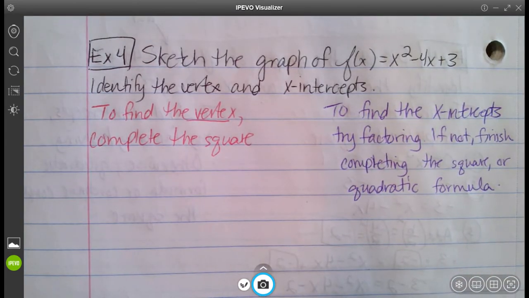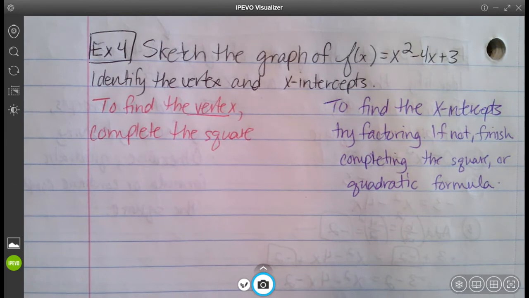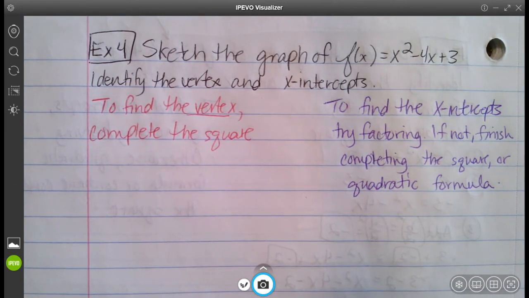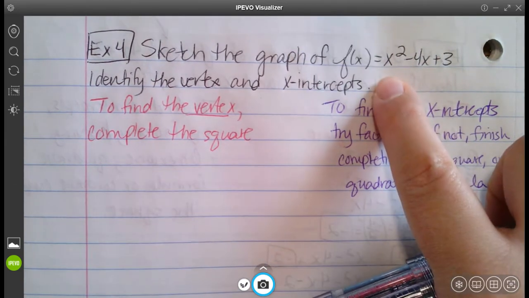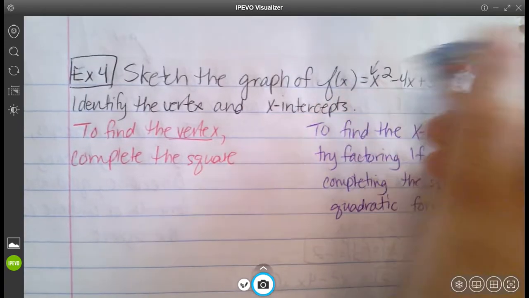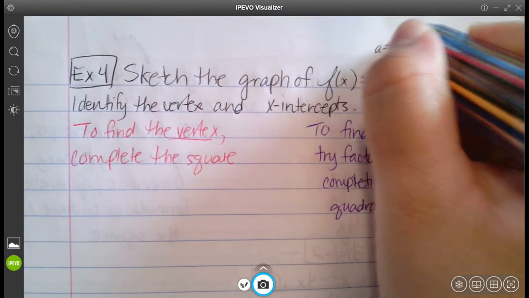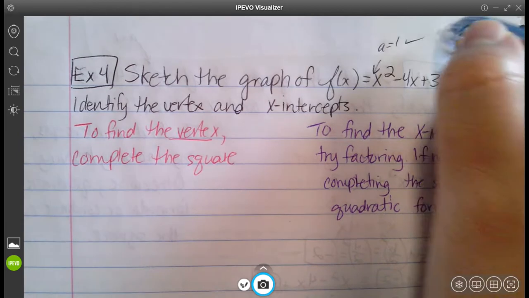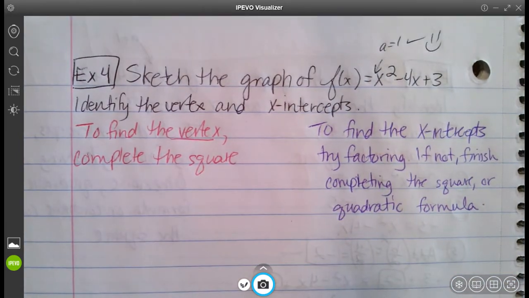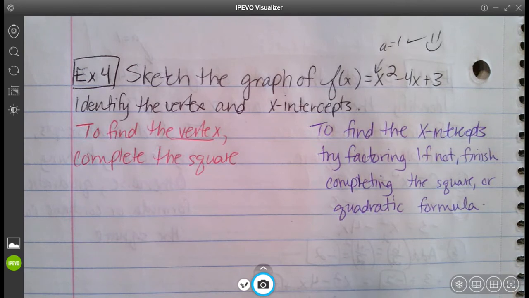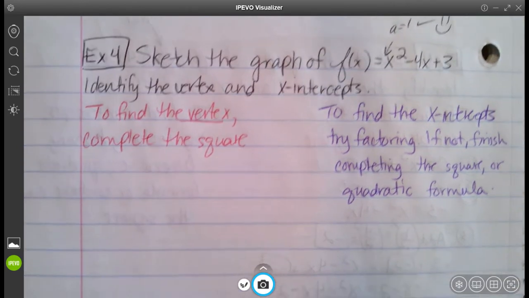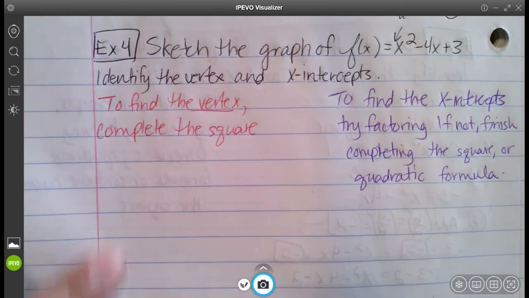Okay, so to find the vertex, we're going to go ahead and complete the square. The great thing about this one is that from the very beginning, a is equal to 1, so that's awesome. That is a good thing because we don't have to worry about dividing by a and then multiplying a back in. So it's going to save us 2 steps. Okay, so let's go ahead and focus on this part first.